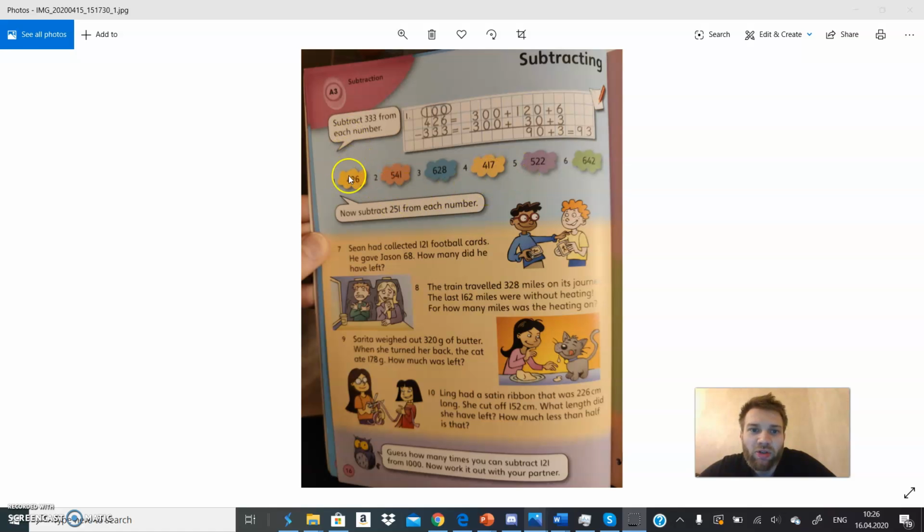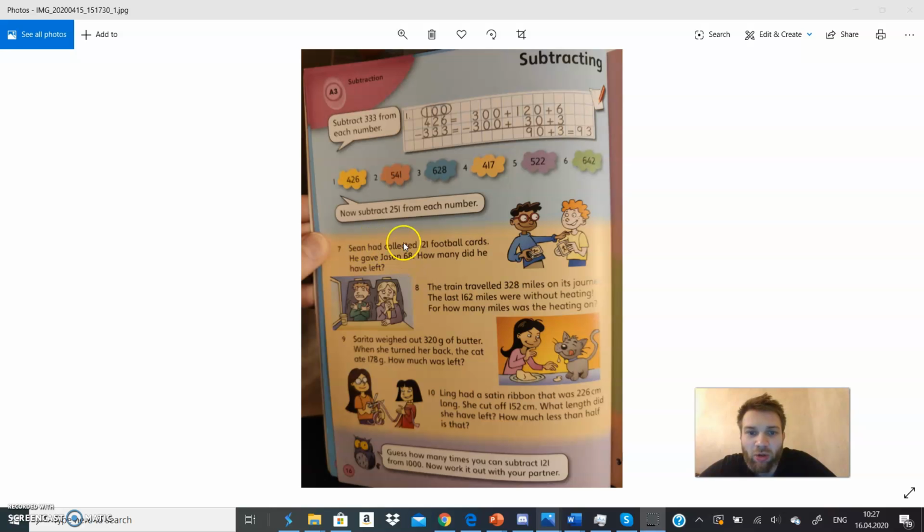So firstly, you've got to subtract 333 from each one, but you've also got to subtract 251. So I would put number one, two answers, number two, two answers, number three, two answers. The first answer minus 333, second answer minus 251. Yep, three, two answers, two answers, two answers, two answers.